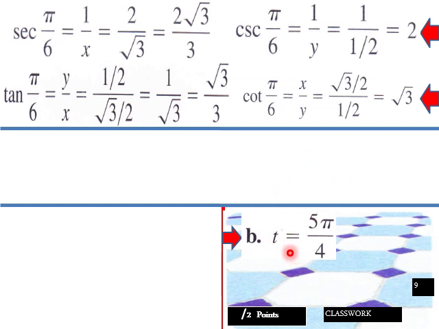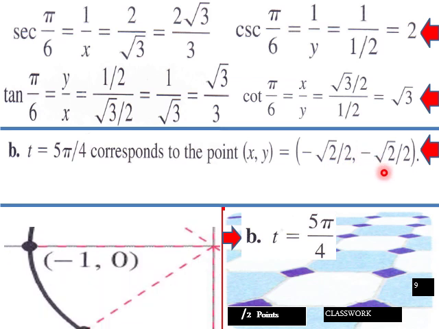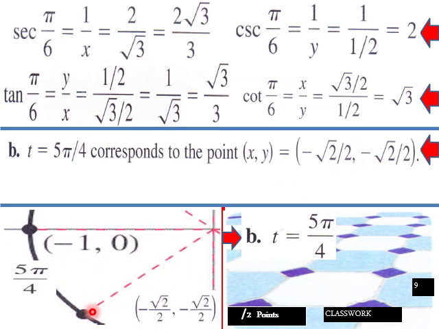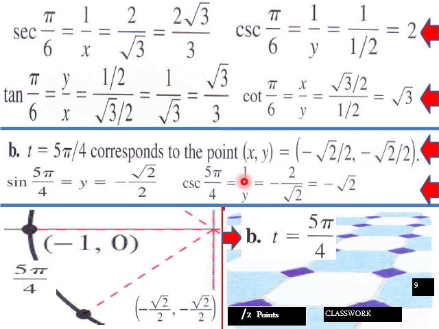Now, b would equal t equals 5 pi over 4. So t equals 5 pi over 4 corresponds to a point of negative square root of 2 over 2, and then negative square root of 2 over 2, which is this point right here on your unit circle. So the sine of 5 pi over 4, which equals y, would equal negative square root of 2 over 2, which is this coordinate here. And then cosecant would be 1 over y, which would be just negative square root of 2.